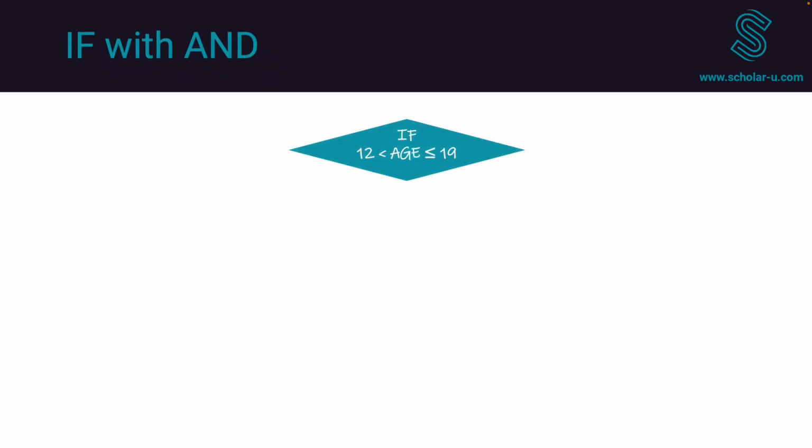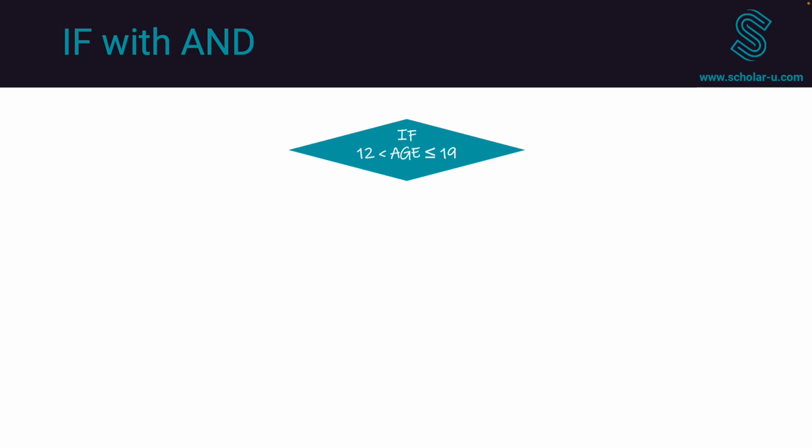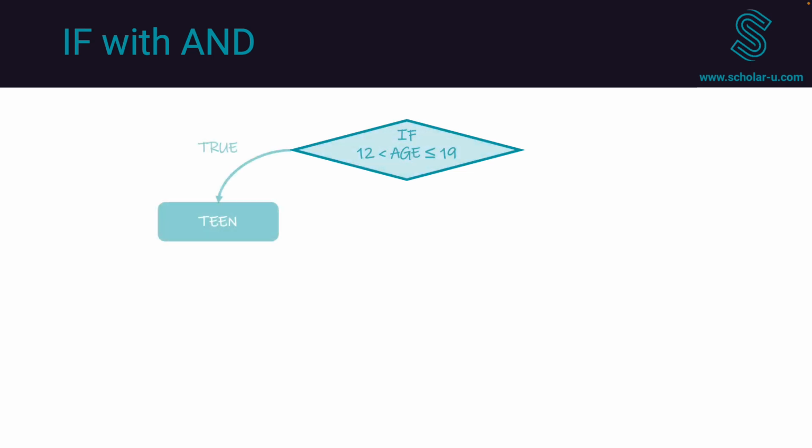Now let's explore the if statement with an and condition. Suppose we aim to determine whether someone is a teenager. For this, they must be strictly older than 12 years, but younger than or equal to 19 years old. We'll identify individuals meeting both criteria as teenagers.